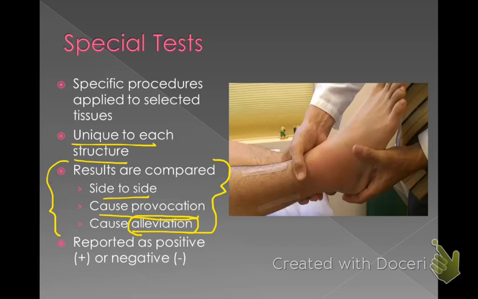When we report special tests in our documentation, we want to report them as positive and/or negative, right? We never want to just say an anterior drawer test. We always want to make sure that it's either positive or it's negative. If it's positive, that means the patient has a suspected pathology, and if it's negative, that means that patient does not have that particular pathology that you were testing for.